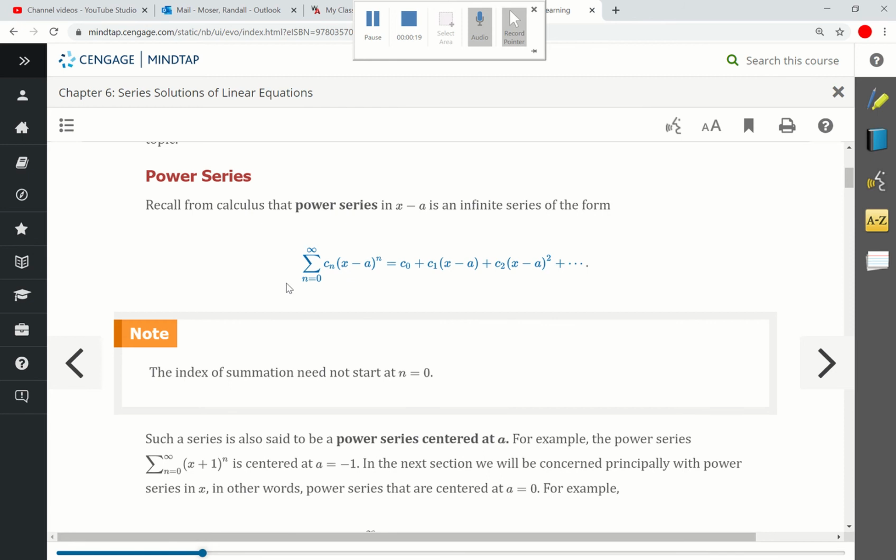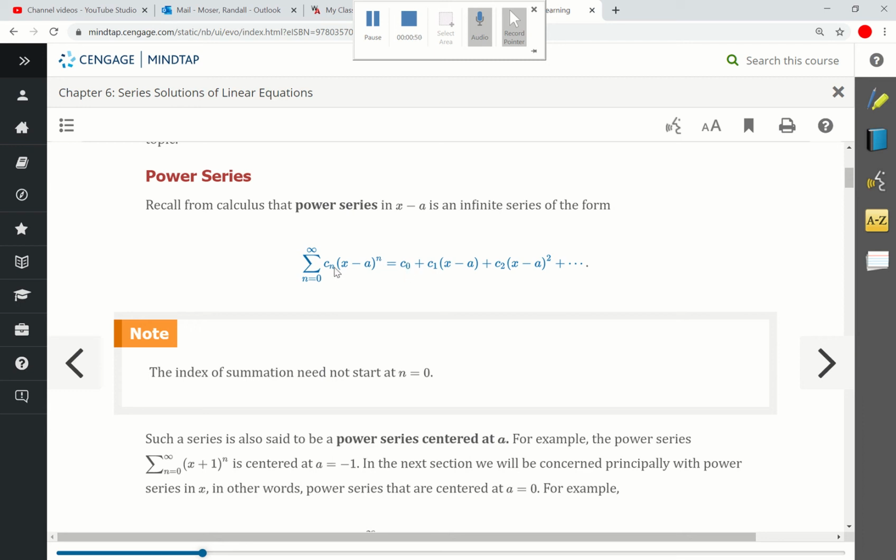So we recall that a power series in the variable x minus a is an infinite series of the form the summation from n equals 0 to infinity, where we have x minus a to different powers with these constant coefficients c sub n. If we write out the first few terms, when the first index is 0, this gives us c0 times x minus a to the 0 power, so that factor would disappear. It would be 1, so we just get c0.